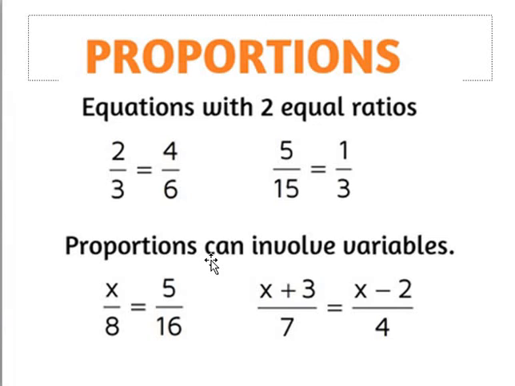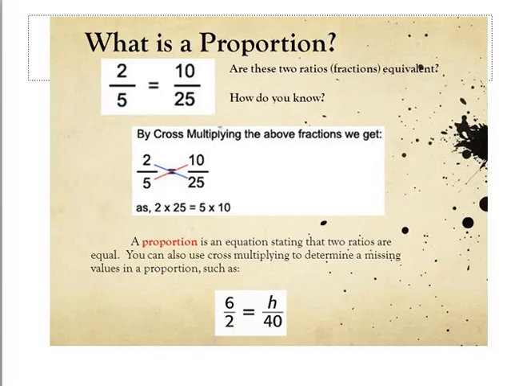Okay, the variable depends on the idea that my ratios are equivalent. So the proportion tells me how I can find a missing number if I have equivalent ratios. As you can see here, when you look at these two equivalent fractions, I can find out that they are equivalent.